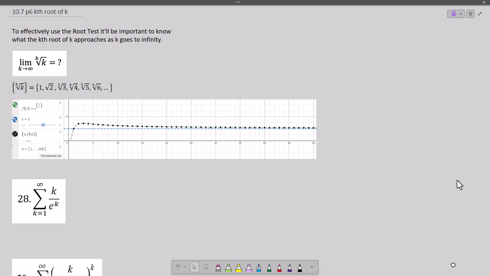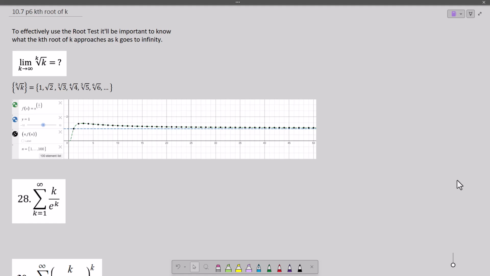One expression that shows up repeatedly with the root test is the kth root of k. We need to understand how to find the limit of the kth root of k. Here are the terms of the sequence. Here is a visual for the kth root of k. Based on the graph, it's pretty obvious that it converges to 1.